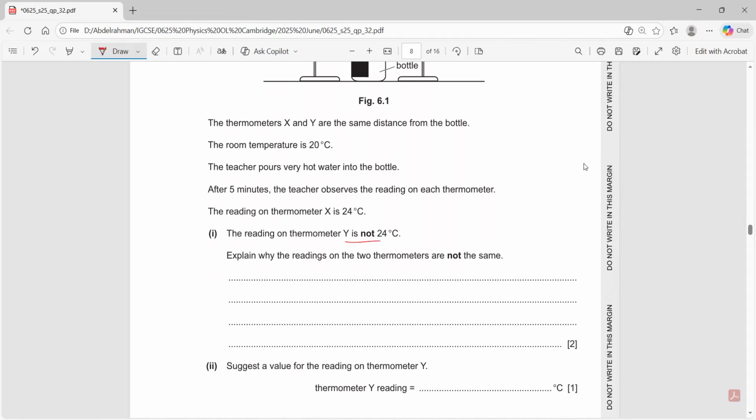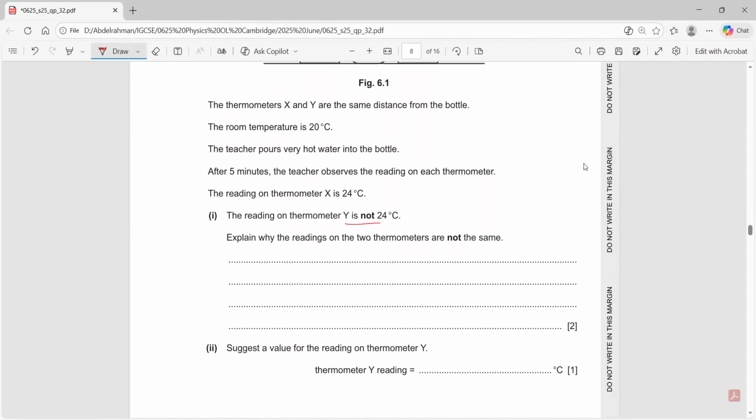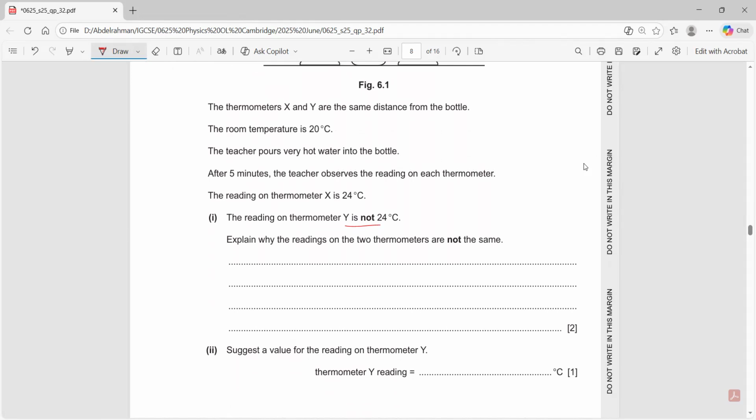Why is Y not 24? We know that Y is less than 24. But again, why is Y not 24? Because black surfaces are the best. You cannot say absorbers. In this question, you need to say best emitters of infrared radiation.